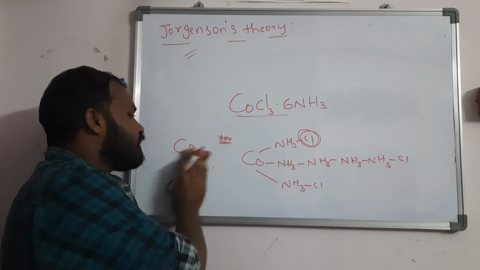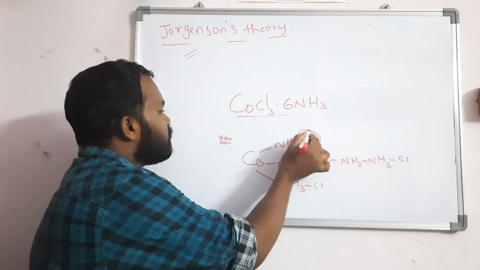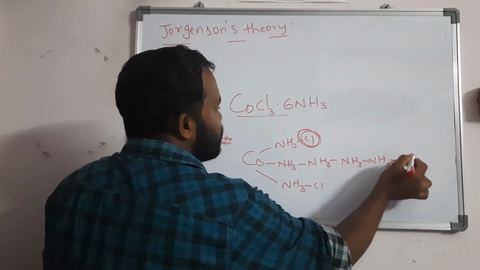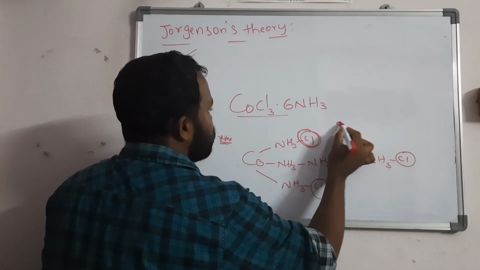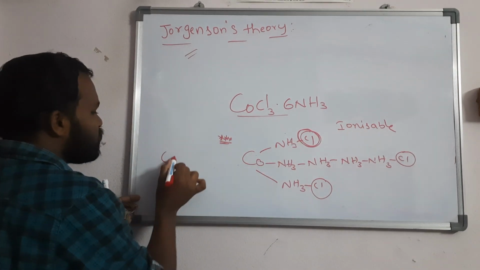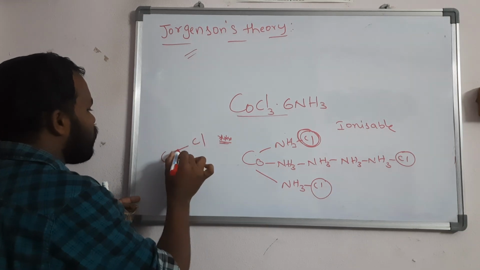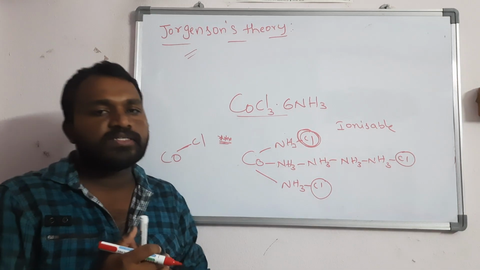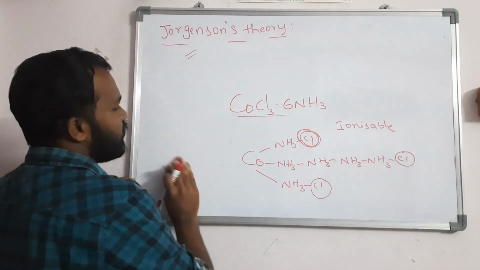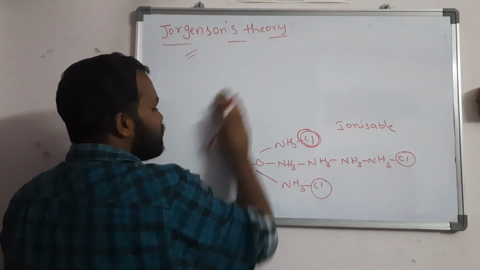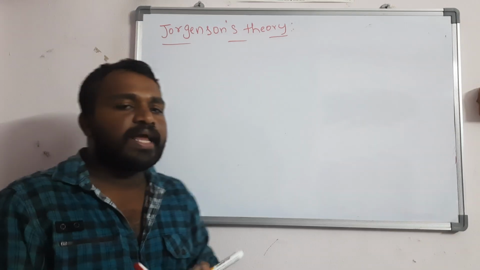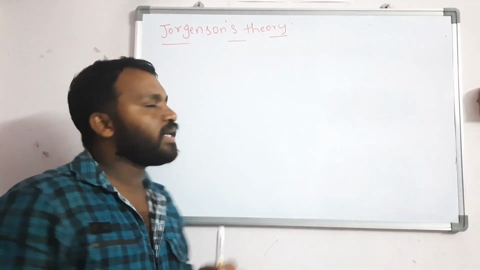So when the negatively charged ligand is far from the metal, those valencies are ionizable. If the negatively charged ligands are directly bonded to the metal, those are non-ionizable valency. So this is the best example you should observe. I will discuss all the facts in this Jorgensen chain theory. According to this theory, ligands are bonded to the metal in the form of a chain.